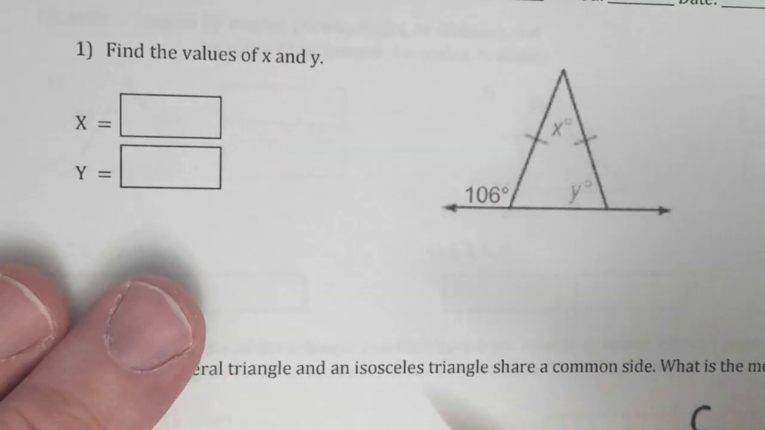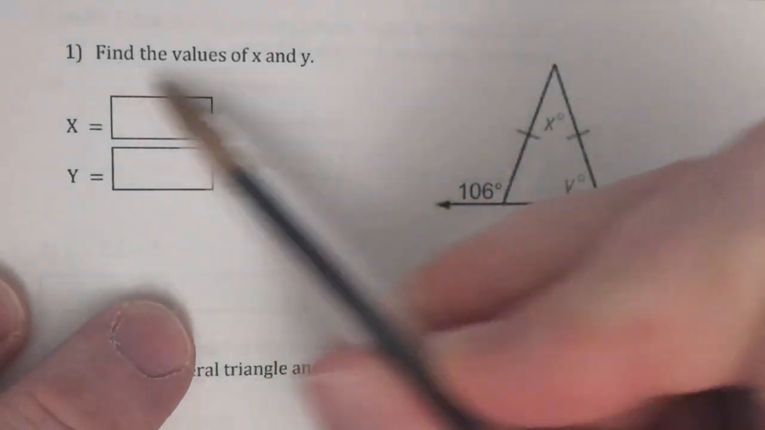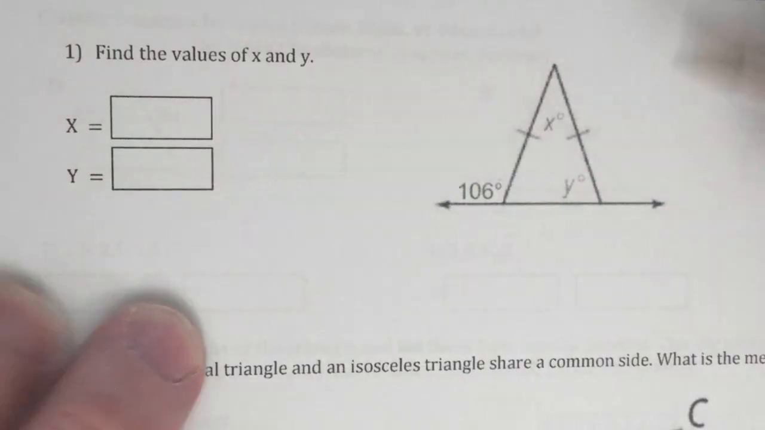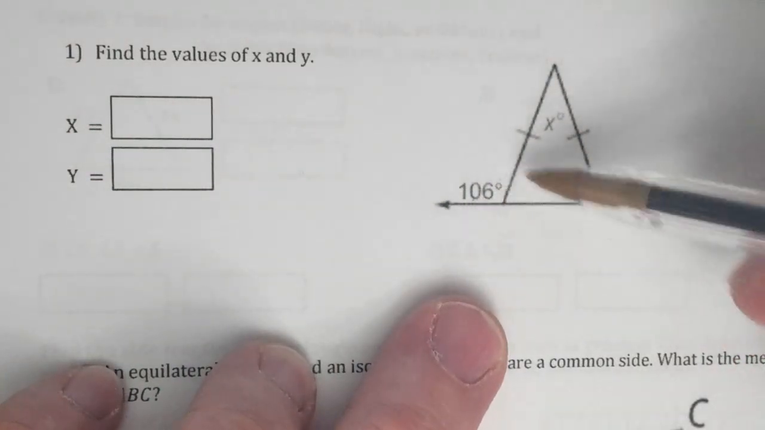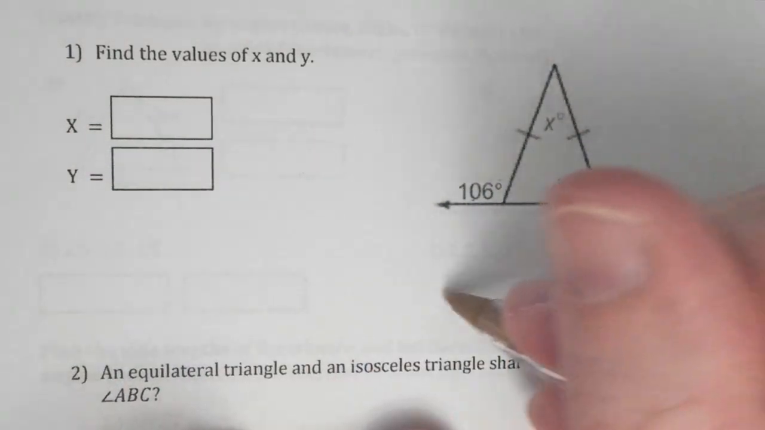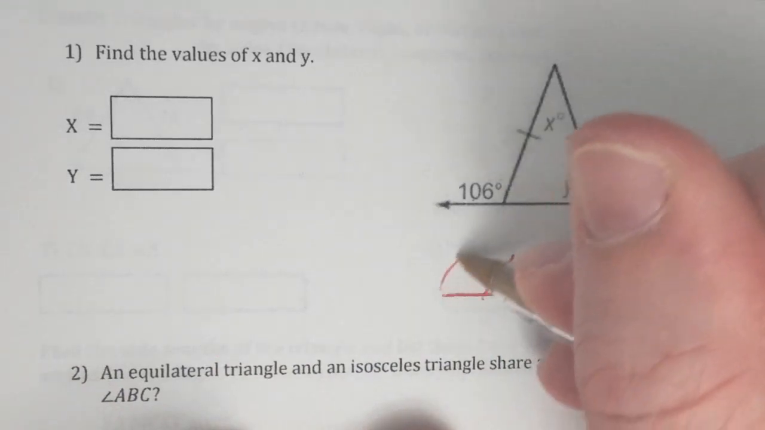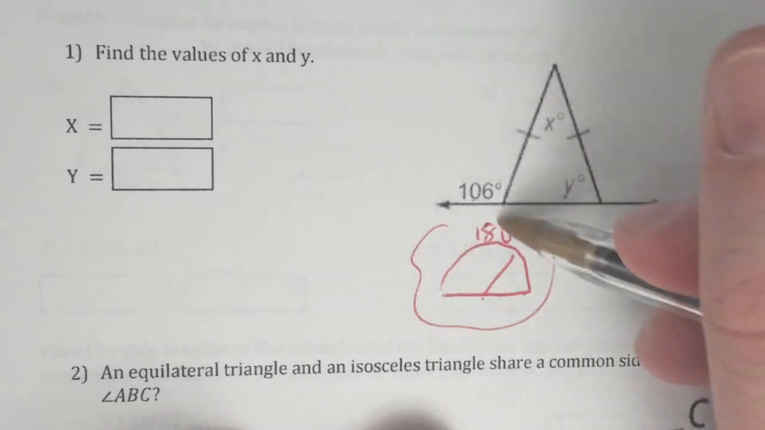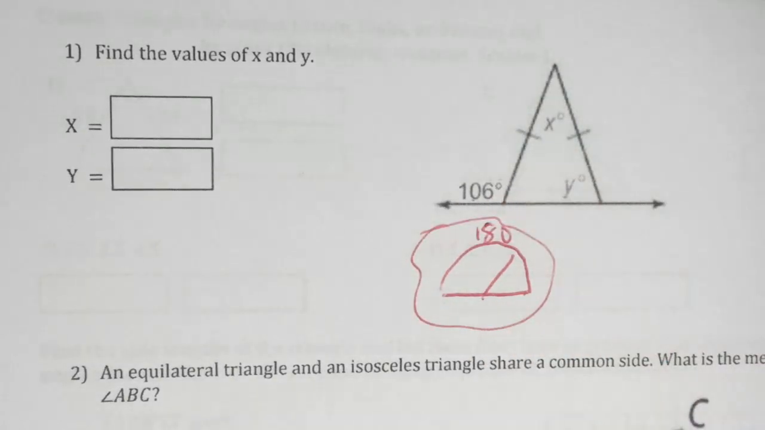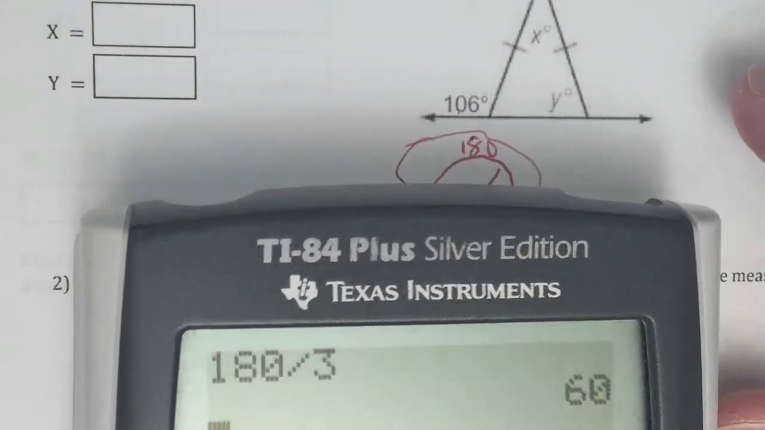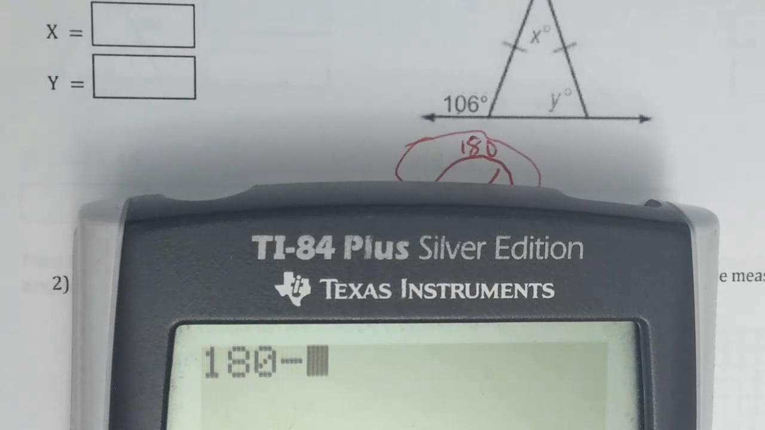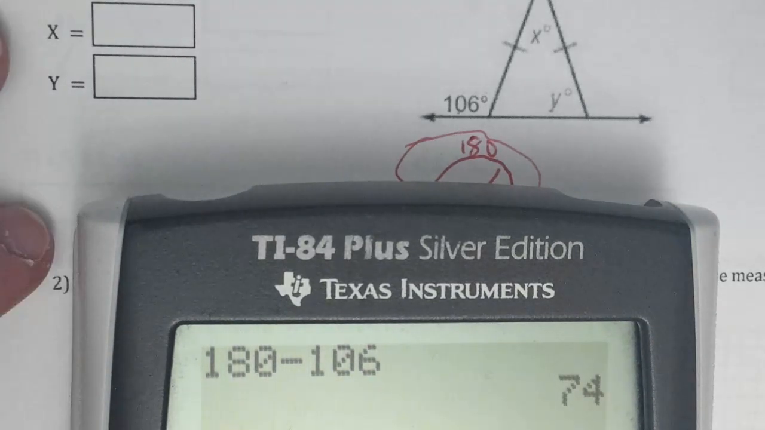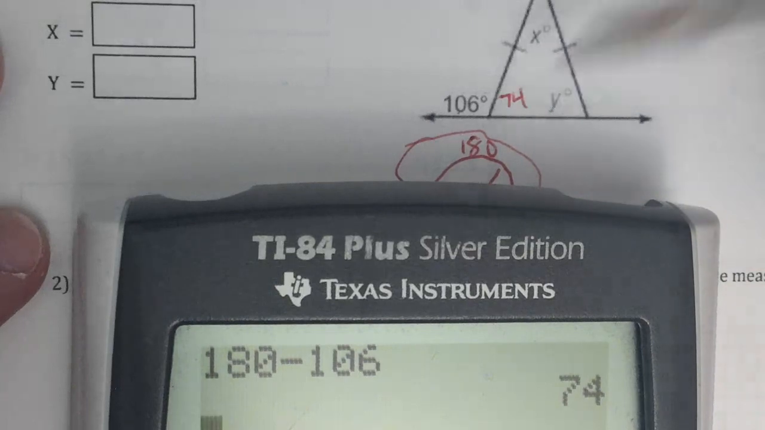All right, so let's actually do some examples. So for this one right here, we have find x and find y. Okay, so first of all, we know that a straight line makes a rainbow, a straight line makes 180 degrees, right? So if this is 106, then if we use our calculator, 180 minus 106, we'd be left with 74. So this is 74 degrees right here.